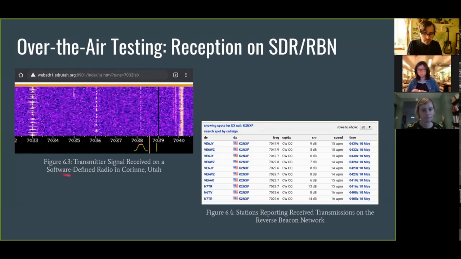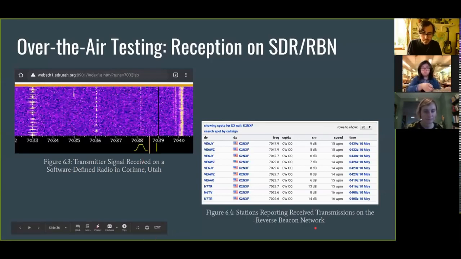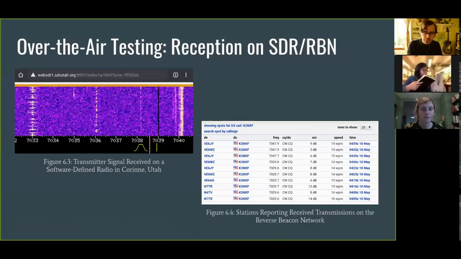took the screenshot of an actual receiver that's in Corinne, Utah, that I can look at what signals it's receiving out there. So they're about 500 miles away, and this is my little 3-watt signal coming in on their receiver. Additionally, there is also a website called Reverse Beacon Network, where several computers are just scanning certain bands, looking for Morse code stations calling CQ.